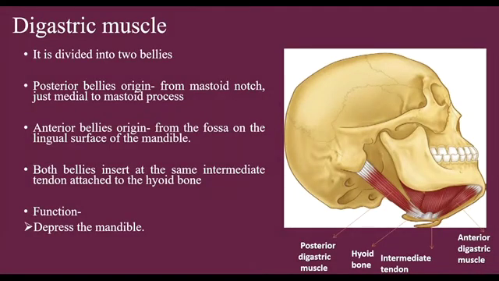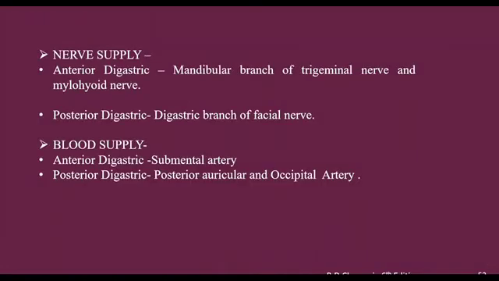Digastric muscle, though it is not included in the muscles of mastication, is an important depressor of the mandible. It is divided into two bellies. The posterior belly originates from the mastoid notch, just medial to the mastoid process, and the anterior belly originates from the fossa on the lingual surface of the mandible. Both bellies are inserted at the same intermediate tendon, which is attached to the hyoid bone. The function is to depress the mandible.